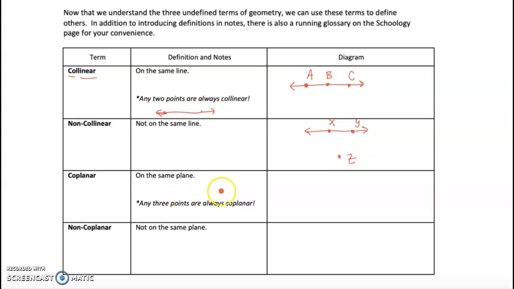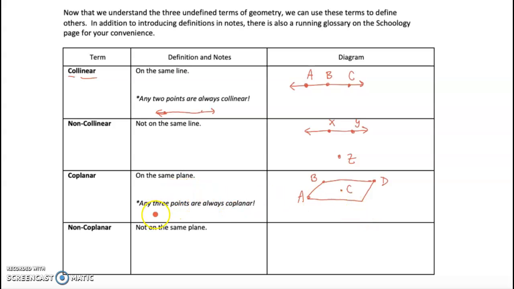Coplanar. Coplanar is on the same plane. So I'll draw myself a little plane here, best I can. Again, it's really bad, I know. Let's throw some points on it. We've got A, B, C, D. All 4 of those points, A, B, C, and D, are all on the same plane. So I know for sure they are coplanar.